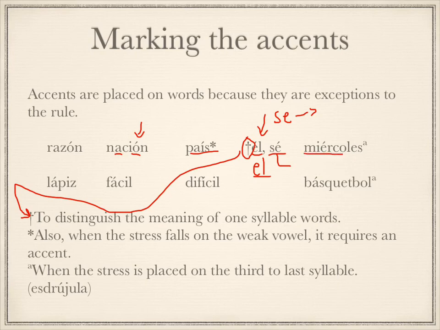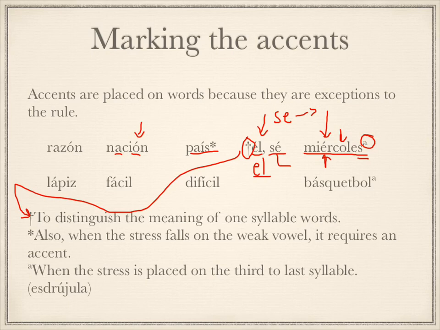Okay, miércoles is muy especial. This type of word is when it doesn't follow any of those rules. It ends with an S. So therefore, the stress should be placed over here. But it is not. It is placed here. Miércoles. It's not miercoles or miercoles. It's miércoles. The stress is on the third to last syllable. So, because that happens, we're going to put the stress or the tilde over that vowel right there.